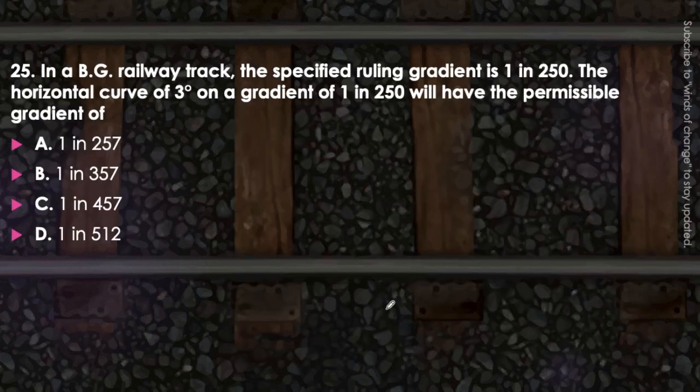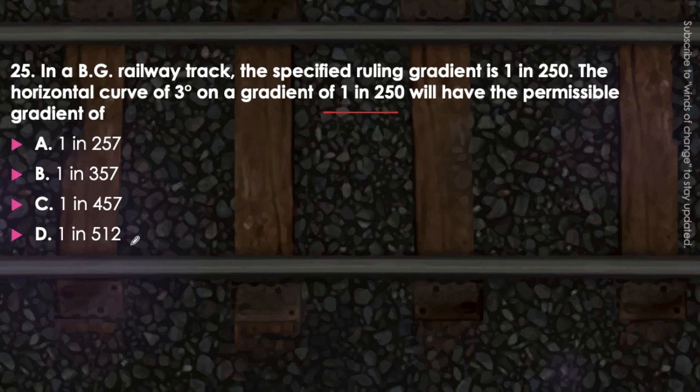Next question. In a broad gauge railway track, the specified rolling gradient is 1 in 250. The horizontal curve of 3 degree on a gradient of 1 in 250 will have the permissible gradient of. We have already seen a question like this in which the rolling gradient was mentioned and the degree of curve was given and the permissible gradient has to be obtained. The options are 1 in 257, 1 in 357, 1 in 457 or 1 in 512.